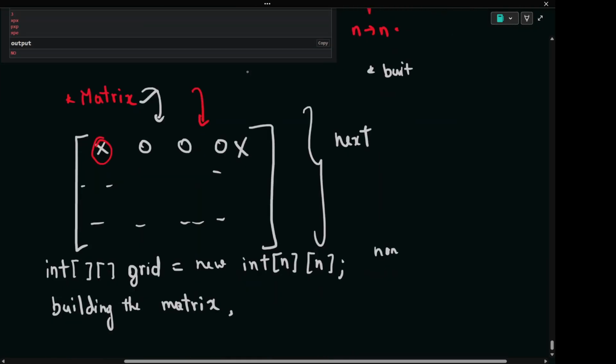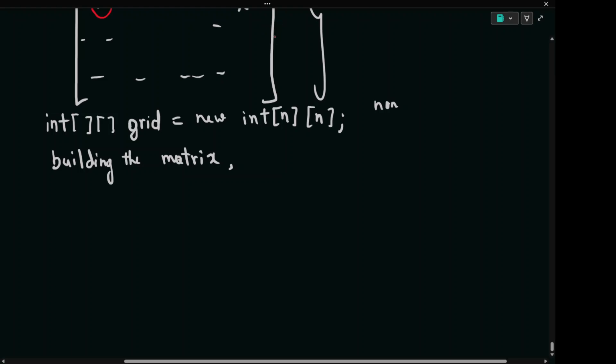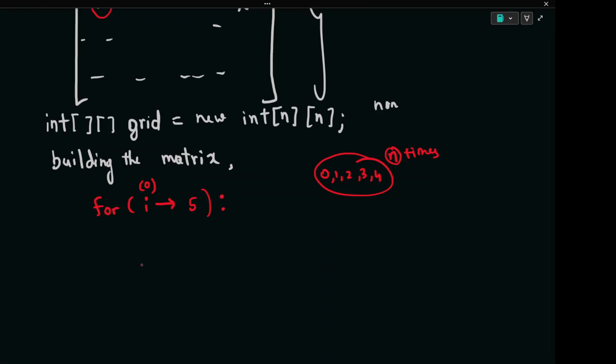That is pretty simple. And then what we have to do is run a for loop. We are running i from 0 to 5. So it will run for 0, 1, 2, 3, 4. Right? It will run n times. And each time what you have to do is take in the string, input the string. Let's say the string is something like this, correct?